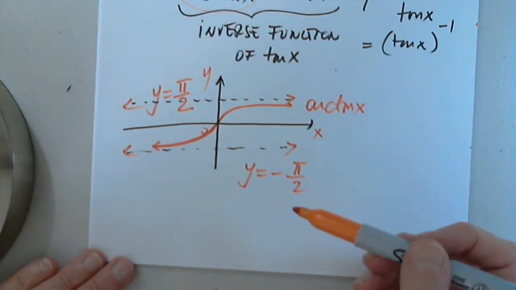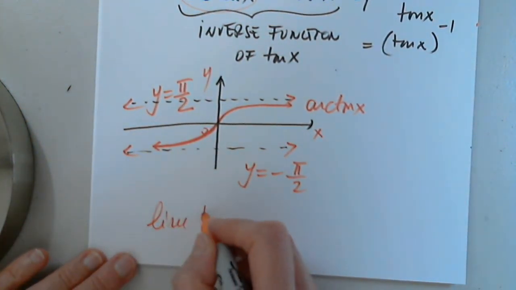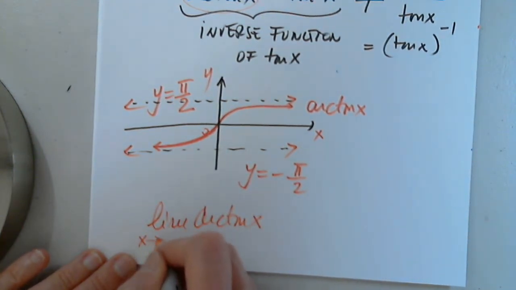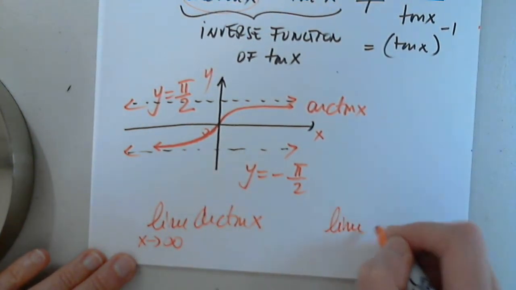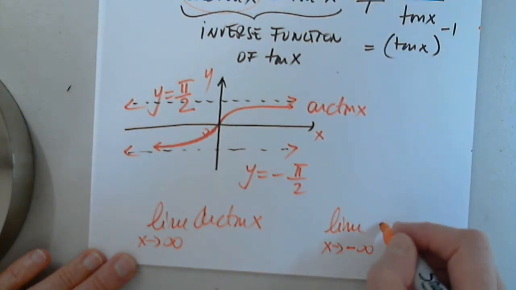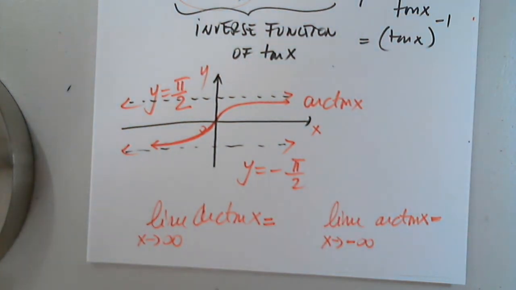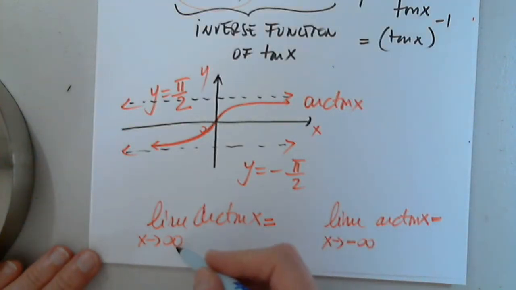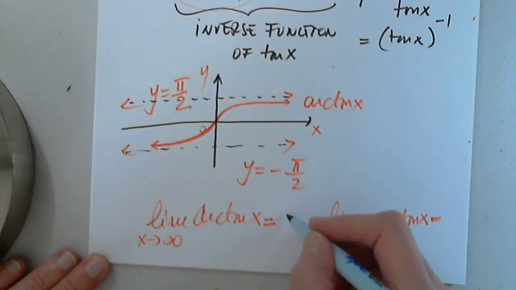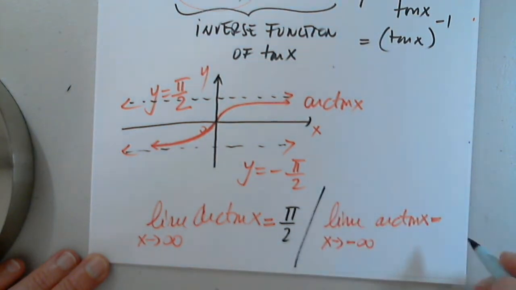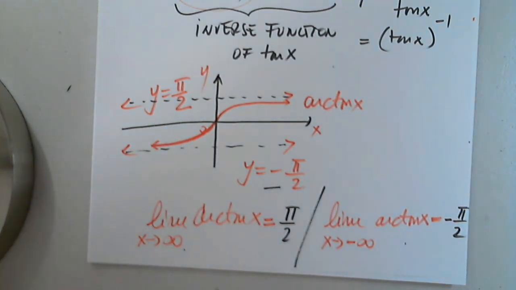So the limits, please remember these. The limit of arctangent x as x approaches infinity, and the limit as x approaches negative infinity of arctangent x. What will you say? For arctan x as x approaches infinity, it would be pi over 2. And then for the other one, it would be negative pi over 2. Which means the horizontal asymptote is here, and this is the horizontal asymptote here.